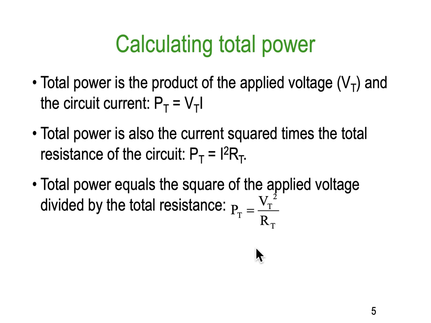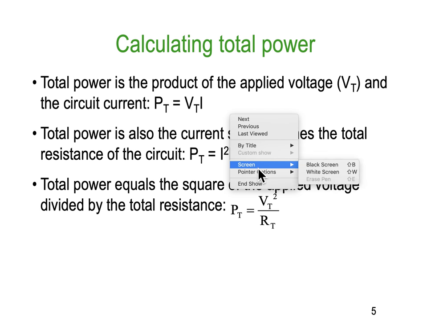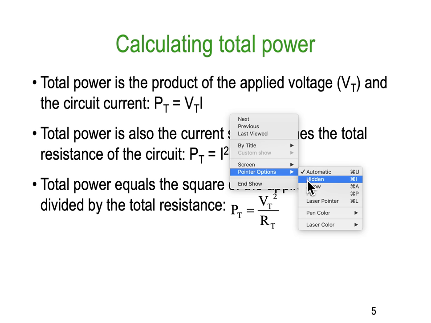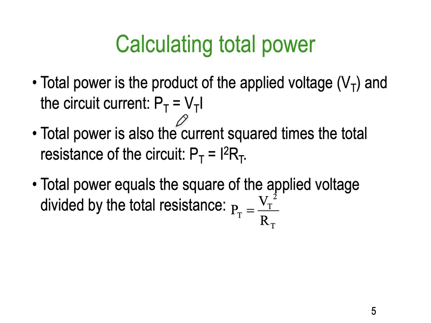So how do we go about calculating total power using those formulas from our Ohm's law wheel? Well, the first is reasonably straightforward. The total power is the product, or the multiplication, of the applied voltage, voltage total, and the circuit current. So you'll come across this formula again and again. It's used for power all the time. Power is simply the voltage multiplied by the current.